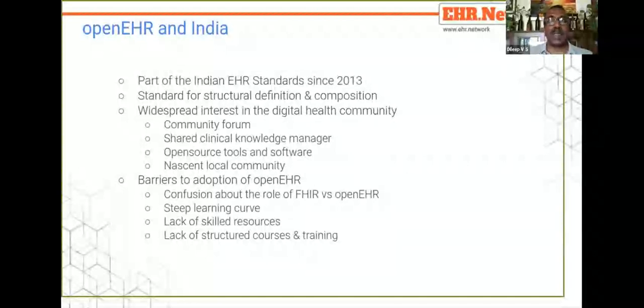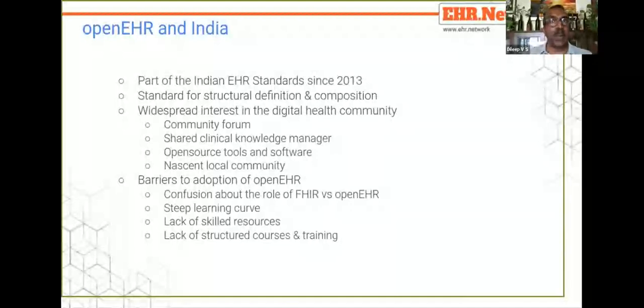One is, we've seen that there is total confusion in the community about the role of FHIR versus openEHR. The discussions seem to be pulled in different directions by people who have a half understanding of the problem. This is a major challenge. And because FHIR is always in the news, everybody thinks that's a solution that will solve the complete problem of healthcare interoperability, which sadly is not correct.